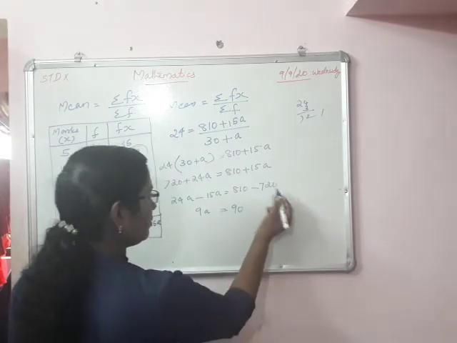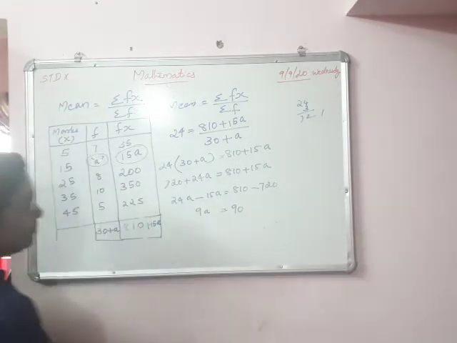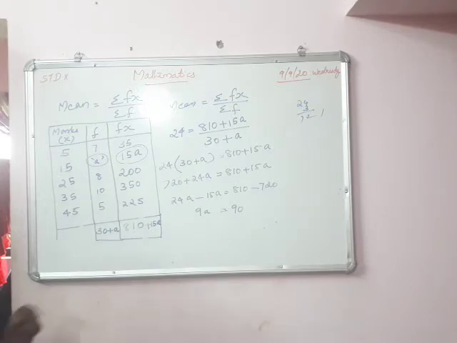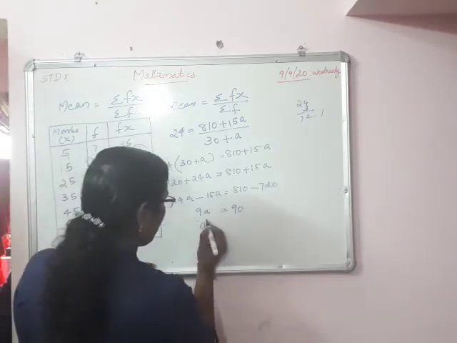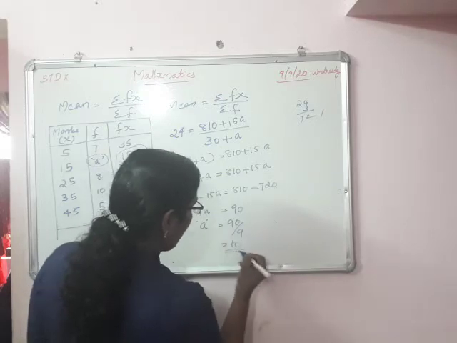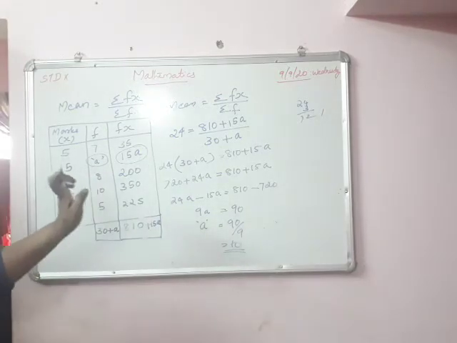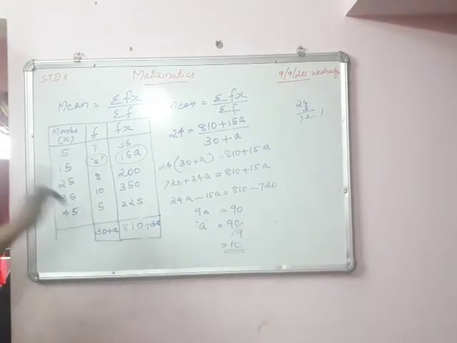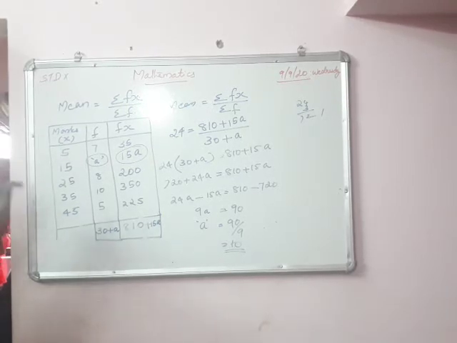Okay, so 9a is equal to 90. Therefore, the value of a is equal to 90 divided by 9. That is 10. This is the answer to this question. It is a 3 marks question. So, all of you should write in your notebook, solve it.